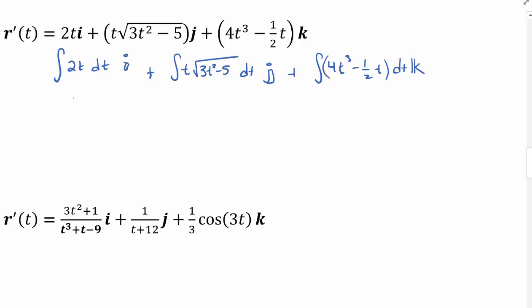The first one should be super easy. I'm going to add 1 to the power, divide by the new power, and get a plus c. So there's that guy.